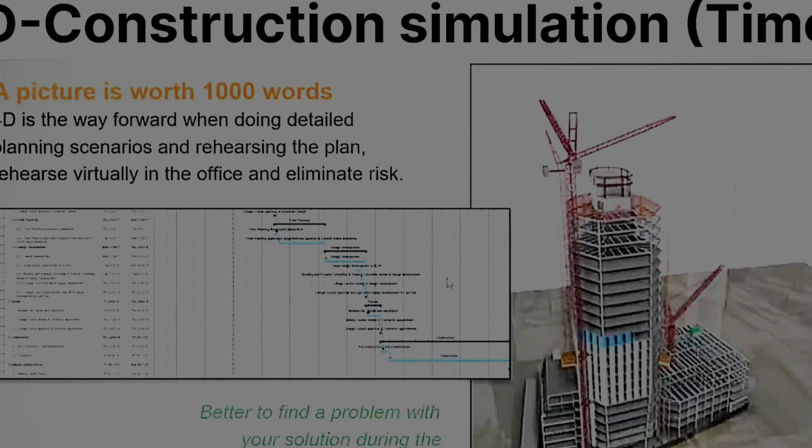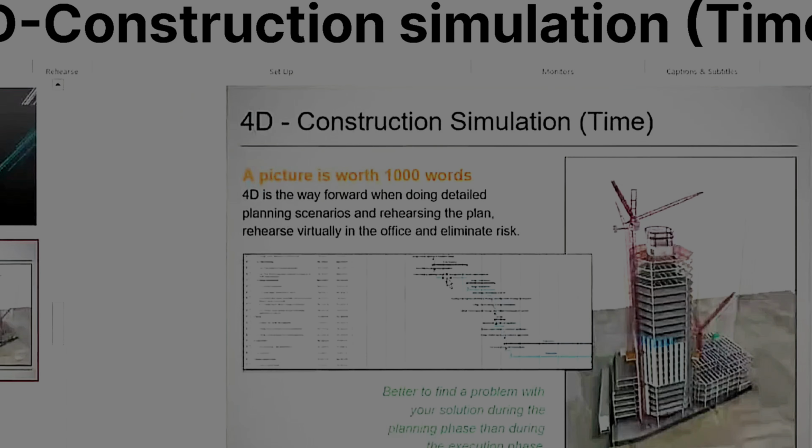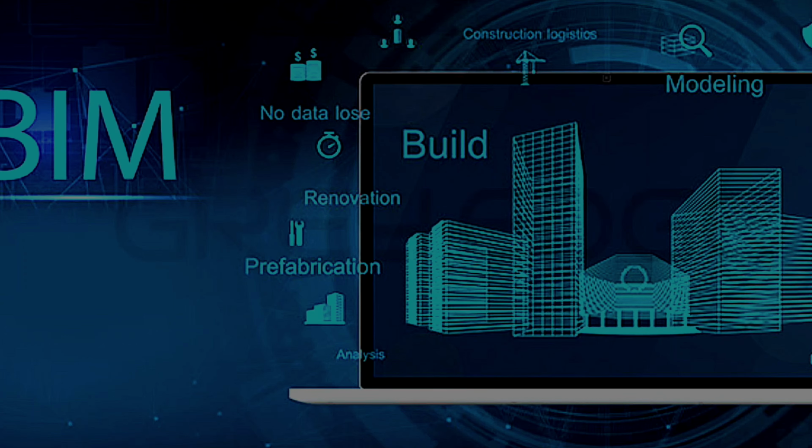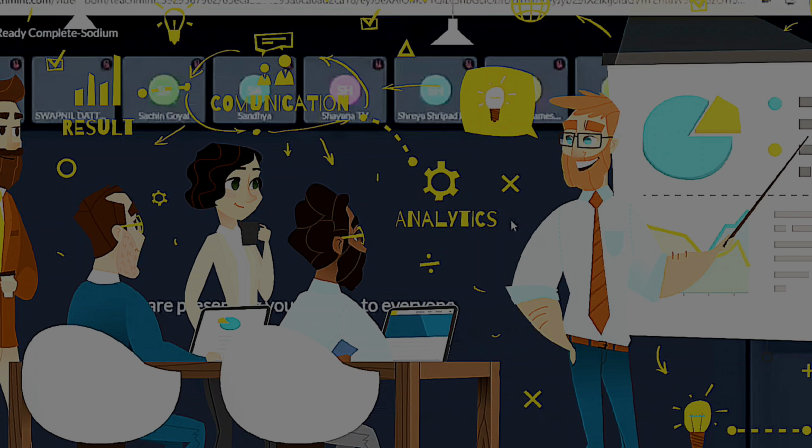So the next dimension in BIM, or the fourth dimension in BIM, is time. I will give you an example for this. Let's say there is a project starting next year January, construction starting. Let's say I'm having a 4D BIM model with me right now.